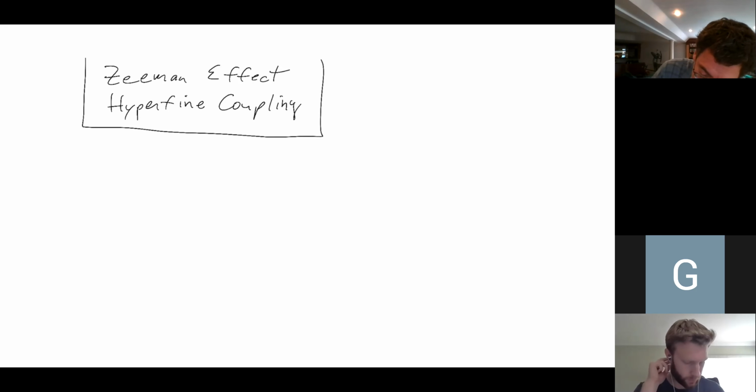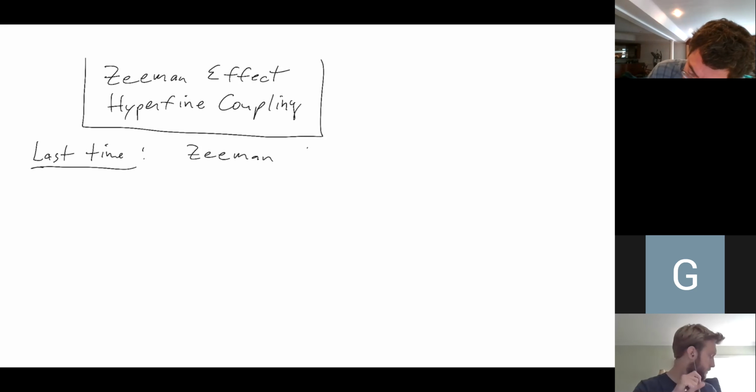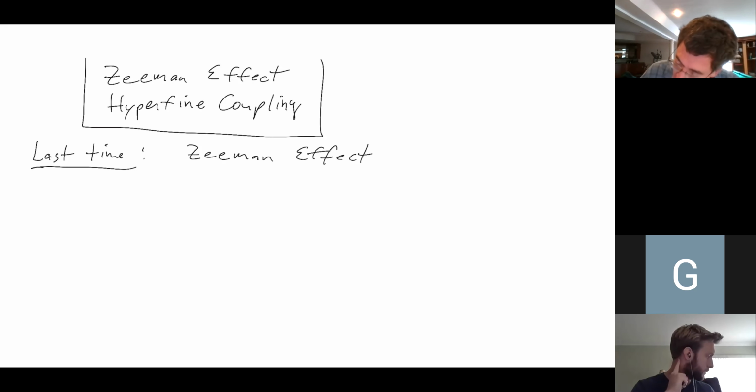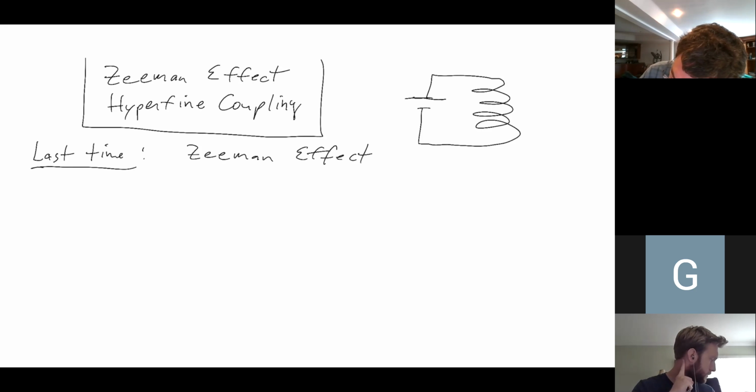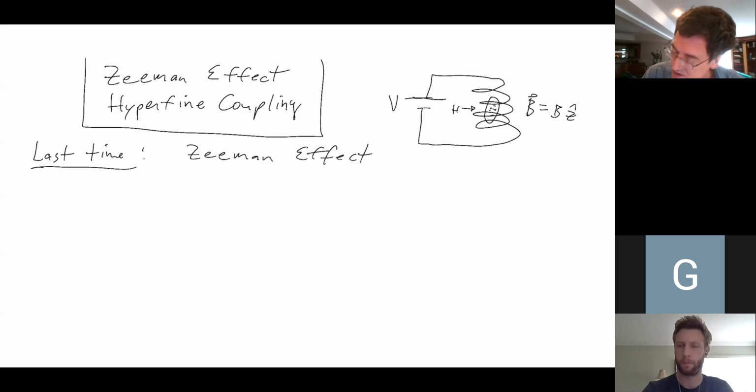All right, so let's remind ourselves what was happening last time. We had introduced the Zeeman effect, where you have a magnetic field which comes from a solenoid. You just have a battery and a solenoid and it creates a magnetic field. And here's the hydrogen in a glass tube, and then you look to see what the energy levels are in the hydrogen.